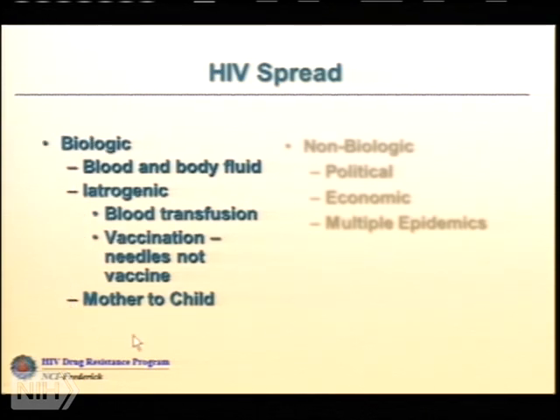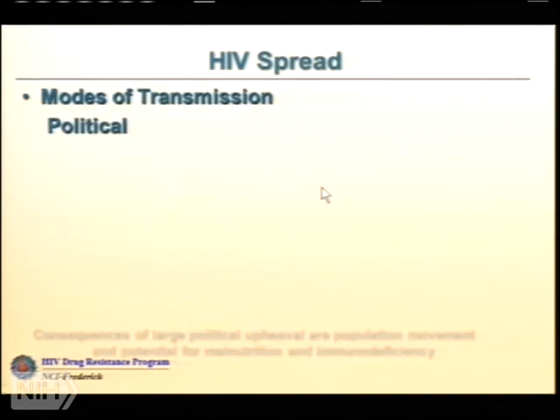We know about the ways that we can get HIV by blood and body fluid transmission, mother to child, perhaps blood transfusion. But then there are these other ways that the virus gets transmitted in populations. They're political, they're economic, they're multiple epidemics.